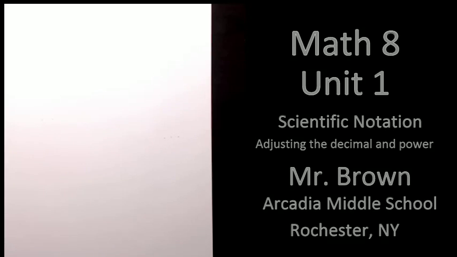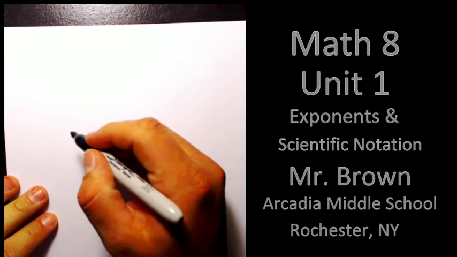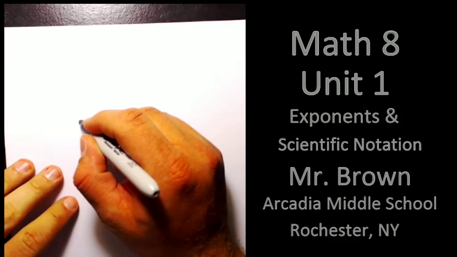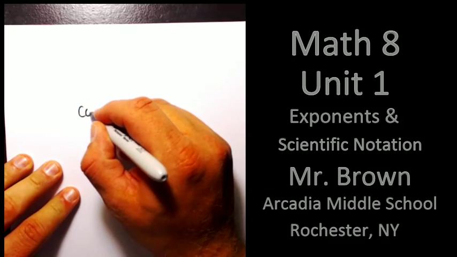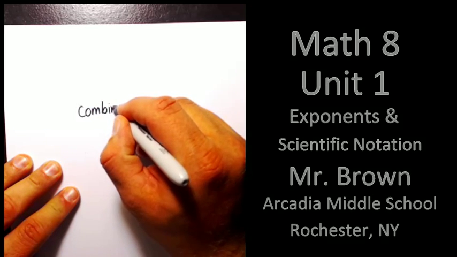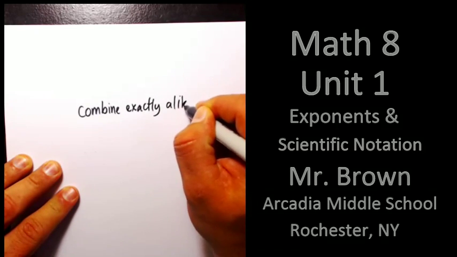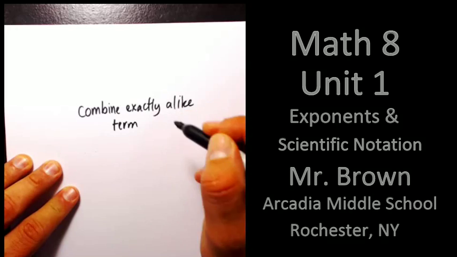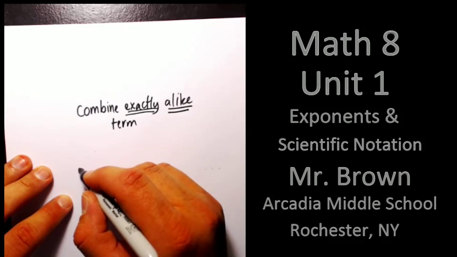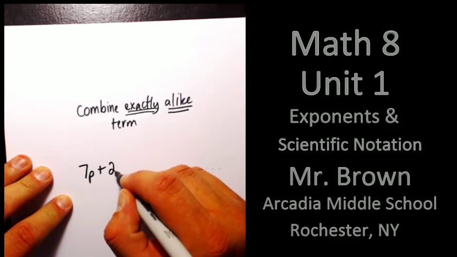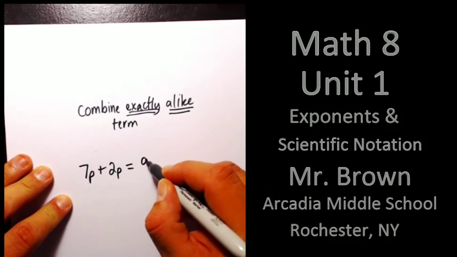Okay, so the next thing we need to do is add and subtract scientific notation. One of the things I taught my class is that in 7th grade, you talked about solving equations and combining like terms and expressions. I like thinking of it as combining exactly alike terms, not just combining like terms. Exactly alike. So for example, if I had 7p plus 2p, there are 7p's adding 2p's, which is 9p.